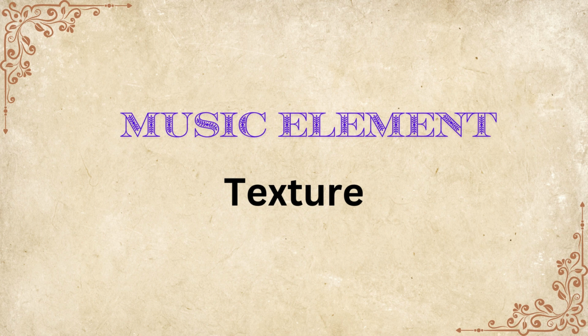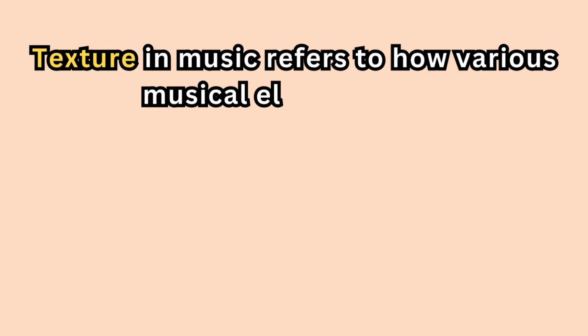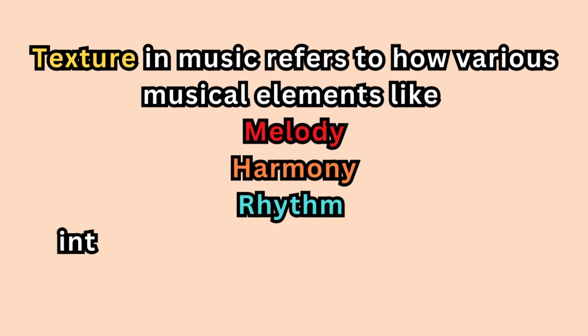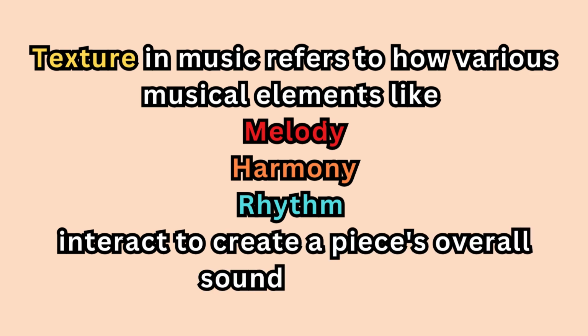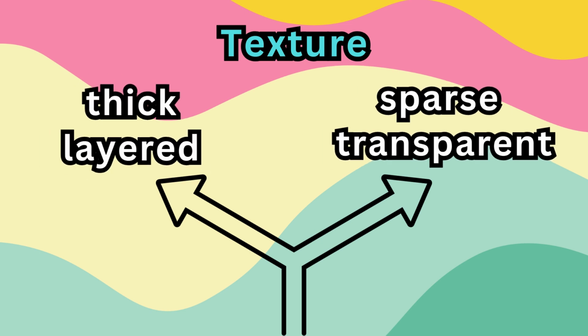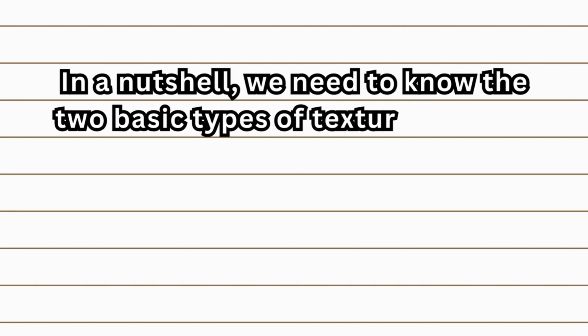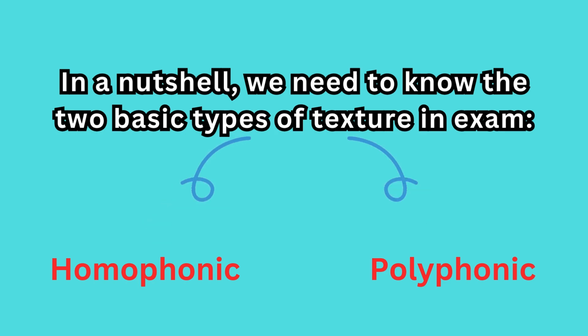Now, let's move on to the next element, texture. Texture in music refers to how various musical elements like melody, harmony, and rhythm interact to create a piece's overall sound quality, ranging from thick and layered to sparse and transparent. In a nutshell, we need to know the two basic types of texture in exam, homophonic and polyphonic.